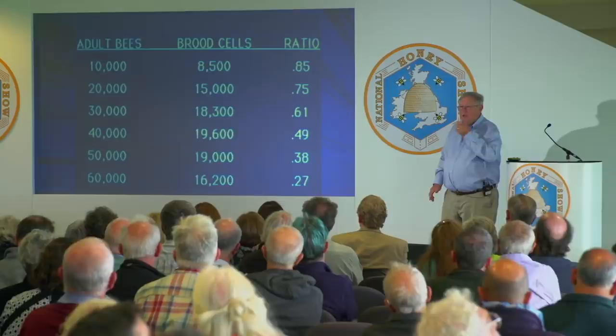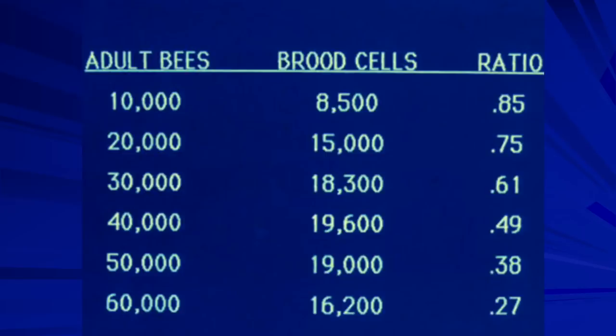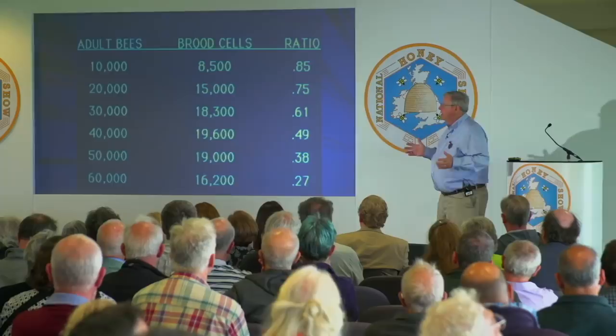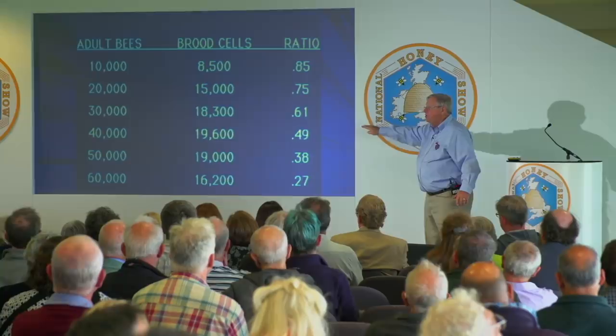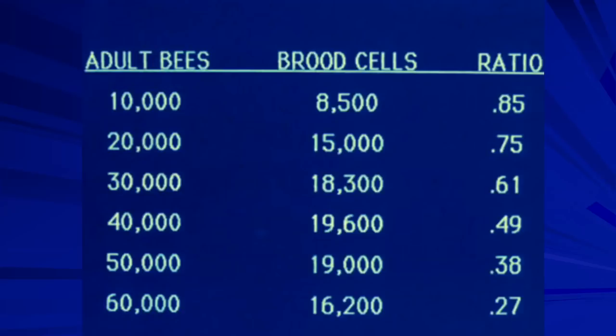10,000 bees can produce 8,500 cells of brood, or the ratio of brood to adult bees is 0.85. With 30,000, they can raise up to 18,300 cells of brood, but the ratio drops to 0.61. See, this is what's good. As the size of the population increases, a larger proportion of the bees are available to go to the field. Or you can think of it just the opposite: as the population increases, a smaller proportion of the bees are required to be nurse bees and to maintain brood nest temperature.